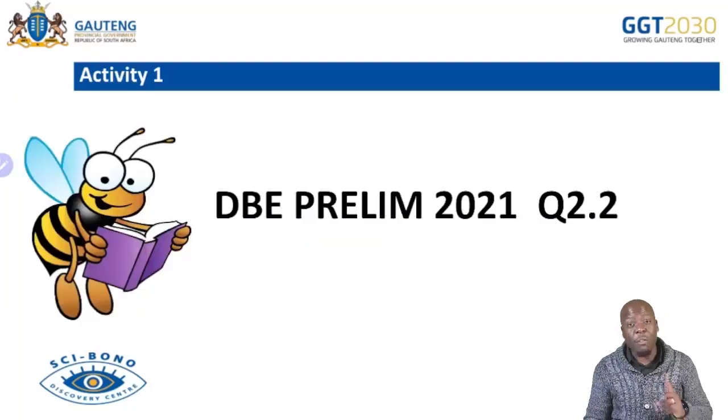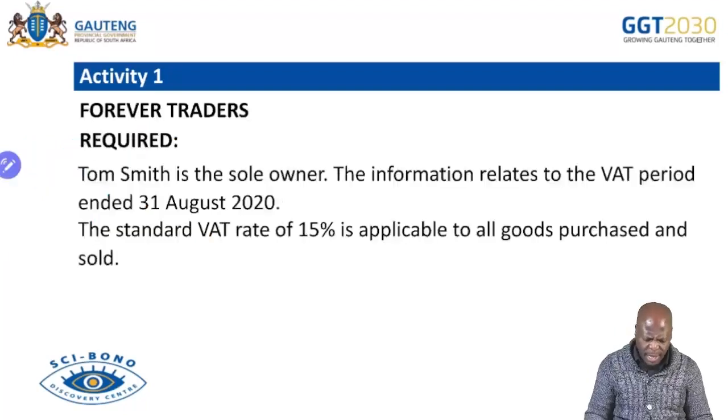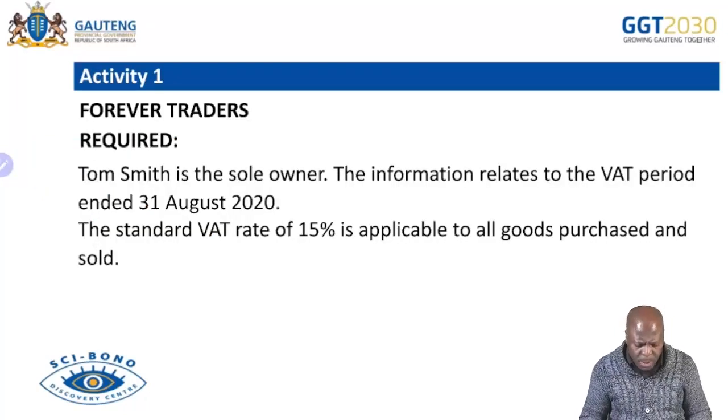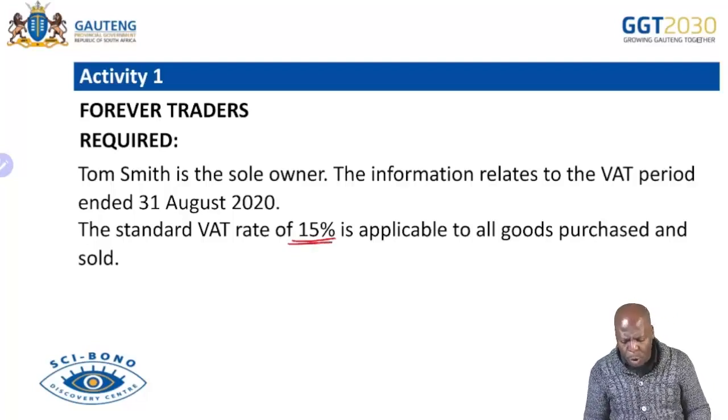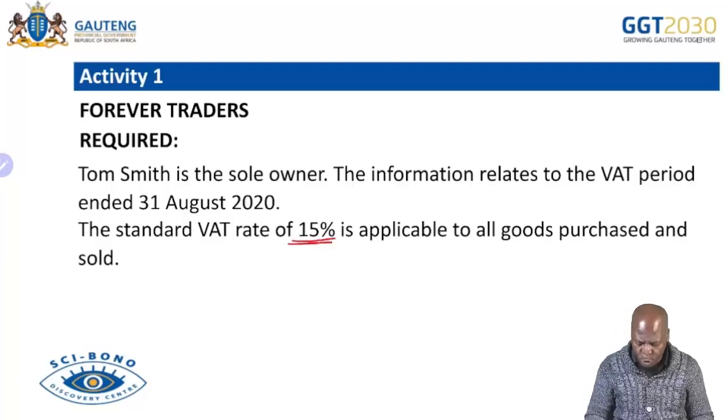All right, make sure you have your calculator, your pencil, and somewhere to write, because we are going to do our first activity now. Let's see what it says. Forever traders required. Tom Smith is the sole owner. The information relates to the VAT period ended 31 August, the year 2020. The standard rate of VAT of 15% is applicable. Remember, we are always using our standard rate of 15%. It is applicable to all goods purchased and sold.